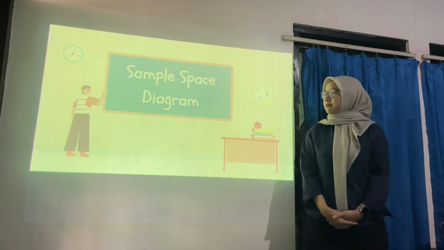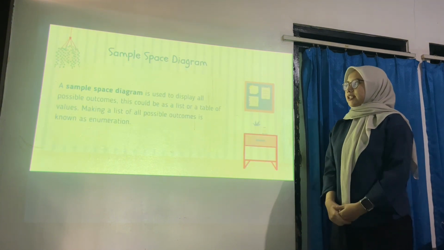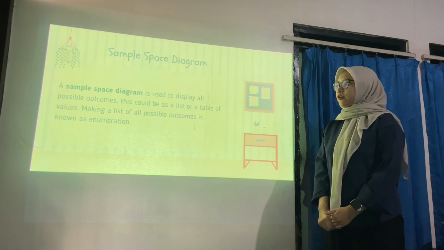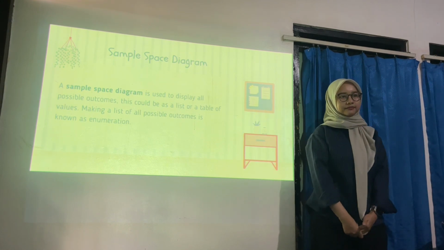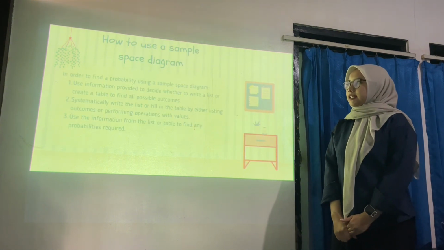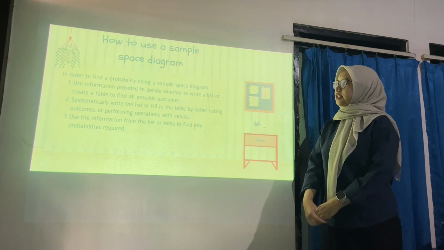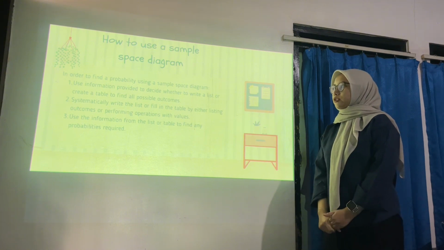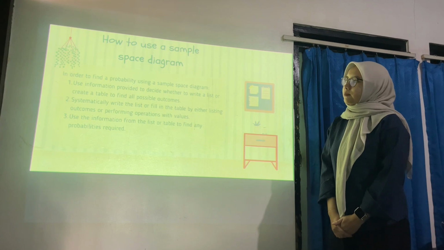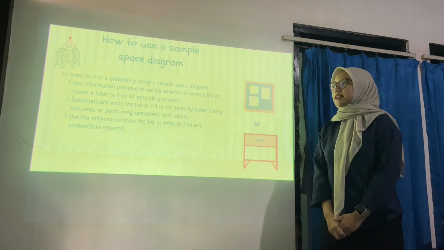The first method is the sample space diagram. A sample space diagram is used to display all possible outcomes. This is called a list or a table of values. Making a list of all possible outcomes is known as enumeration. Next, how to use a sample space diagram. In order to find a probability using a sample space diagram: 1. Use the information provided to decide whether to write a list or create a table to find all possible outcomes. 2. Systematically write the list or fill in the table by either listing outcomes or performing operations with values. 3. Use the information from the list or table to find any probabilities required.